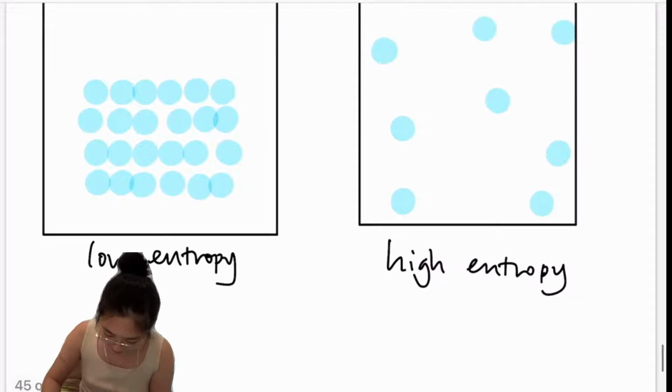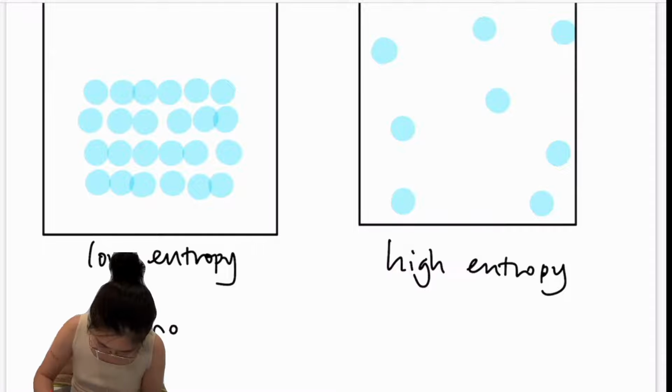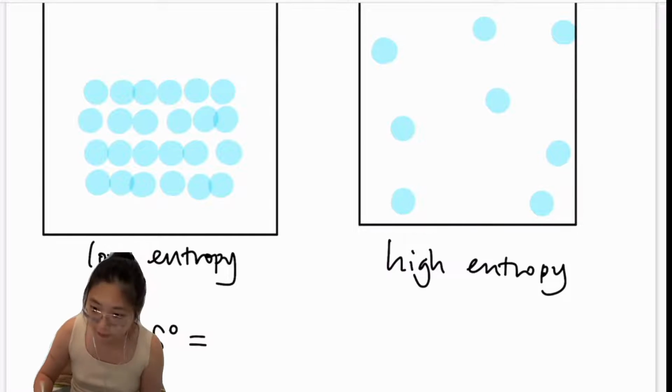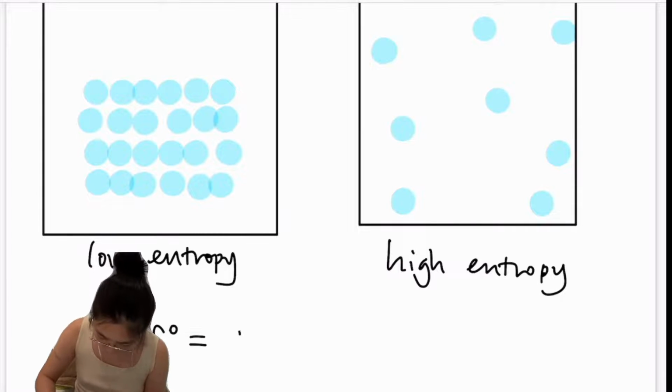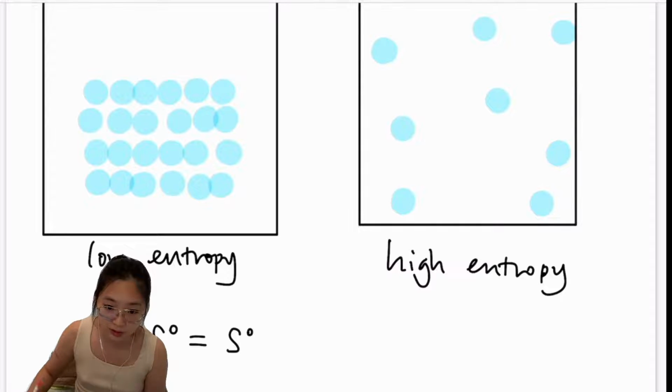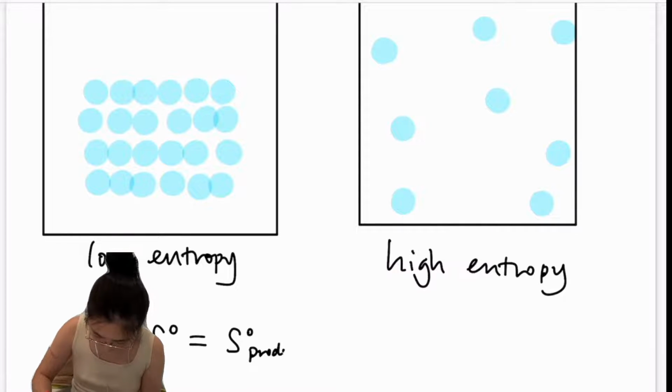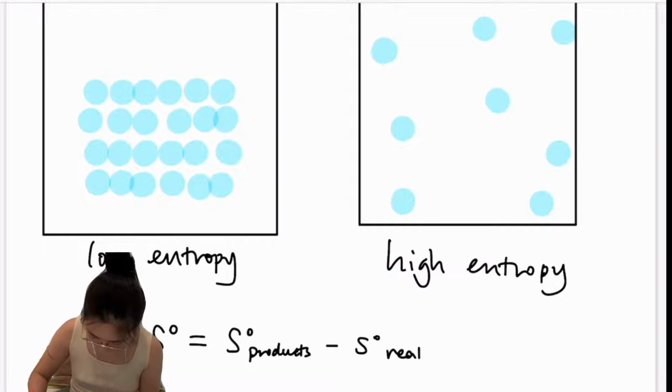And for any reaction, how you calculate the entropy change is exactly the same. It's always the final minus initial. So that is the entropy of the products minus the entropy of the reactants.